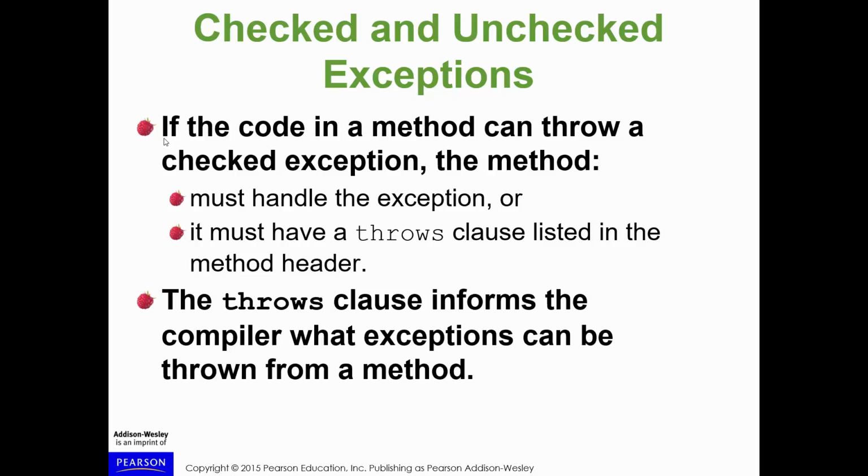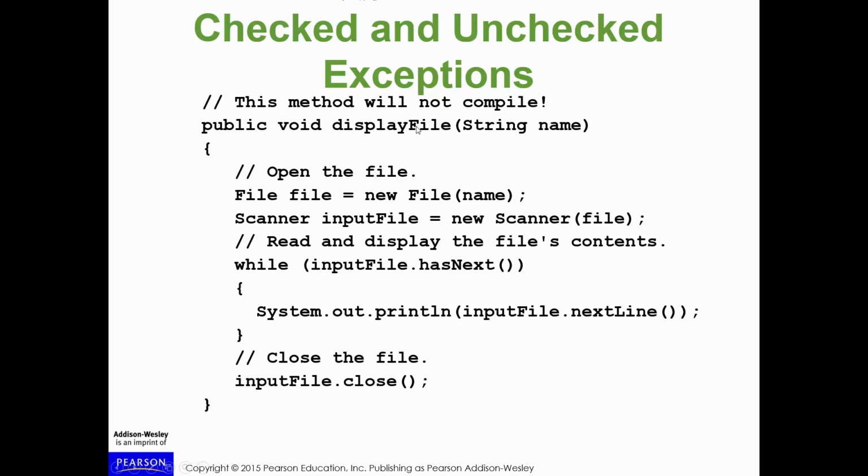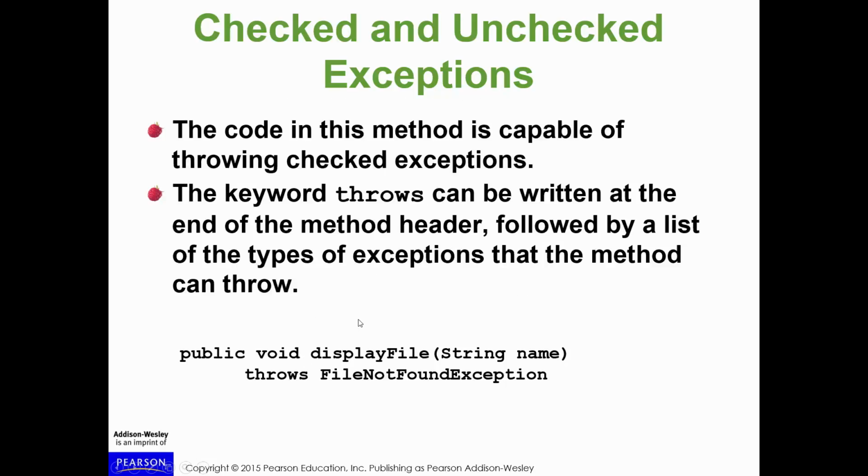If the code in a method can possibly throw an exception, it must either be handled or it must have a throws clause. What does that mean? Well, you may or may not remember, we talked about this earlier in file handling, where we did something like this, and this won't compile. Because right here, since we're working with a file, we have to say public void display file string name, but before the curly, we have to say throws IO exception, or file not found, or some kind of an exception. And notice the plural there, it's throws with an S on the end.